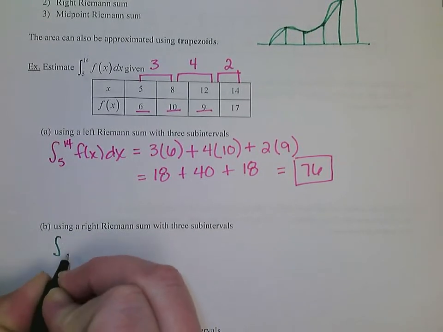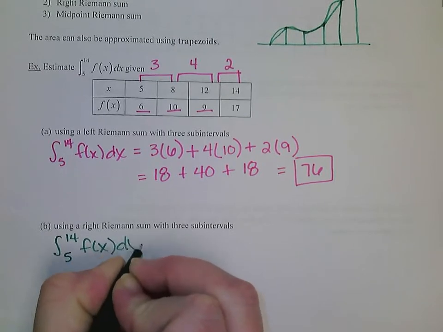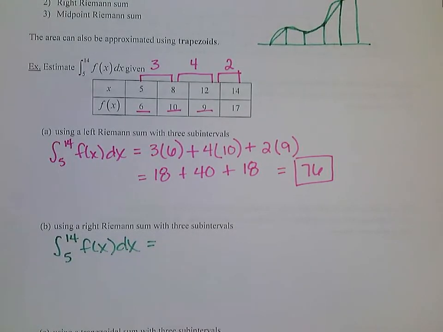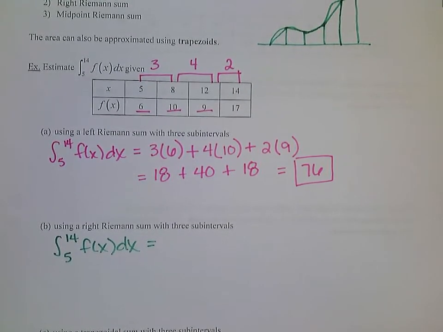What if we had done that approximation using a right Riemann sum? Well, I'm still using the same partition, so I still have the same partition width, but this time for each partition, I'm going to use the function value at the right side of the interval.